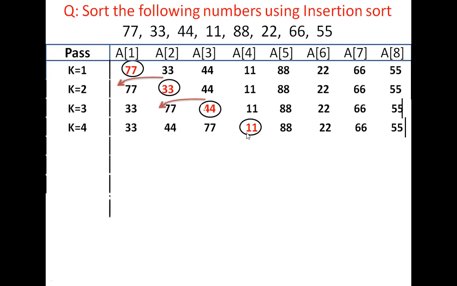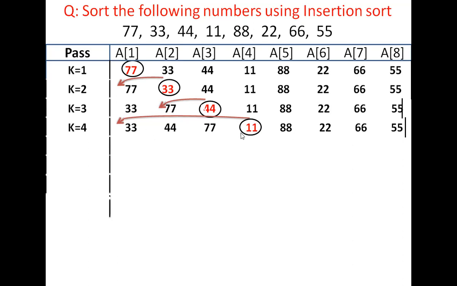Now, compare this 11 with the previous subarray. 11 less than 77, yes. 11 less than 44, yes. 11 less than 33, yes. That means what is the position of 11? 11 should come before 33. This is the place where we need to insert this 11.